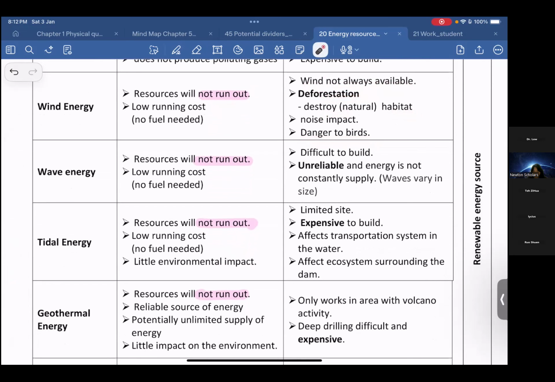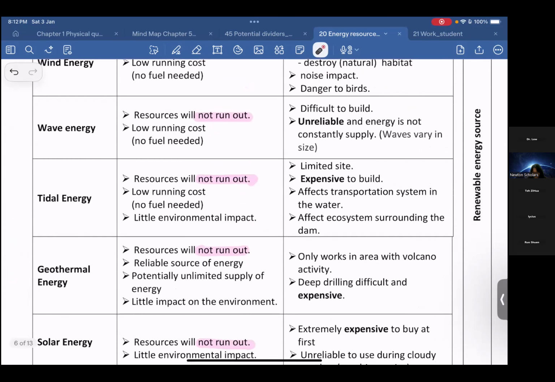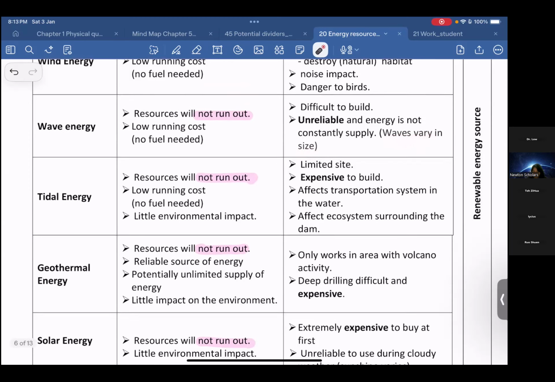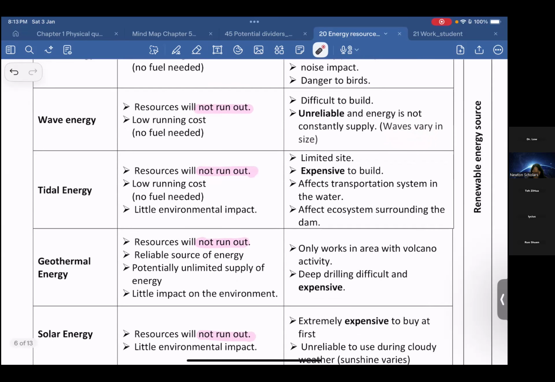So for the wave energy, same, renewable, so resources will not run out, low running cost, difficult to build, unreliable. We cannot predict when the wave is moving. So the energy is not constantly supplied. The waves vary in size. Every time the wave is in a different size, so we cannot control it.